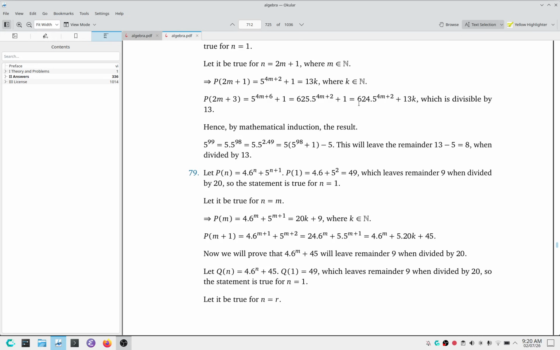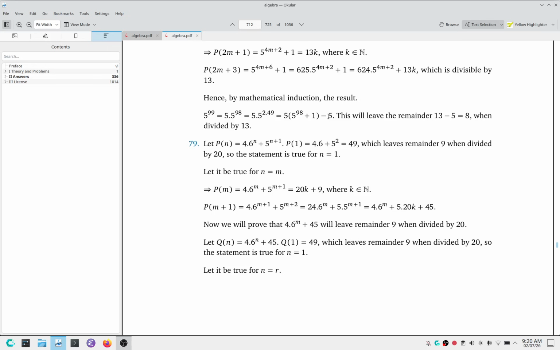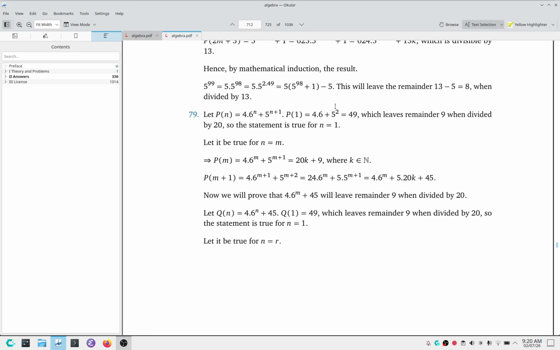So this is divisible by 13, hence by induction we have the result. Now 5 to the power 99 is equal to 5 times 5 to the power 98, which is equal to 5 times 5 raised to the power 2 times 49. Now this we can write as 5 raised to the power 5 to the power 98 plus 1 minus 5. So we add and subtract 5. So this will leave a remainder 8 when divided by 13.